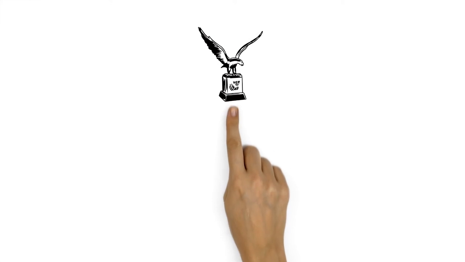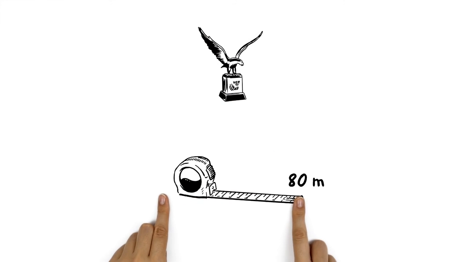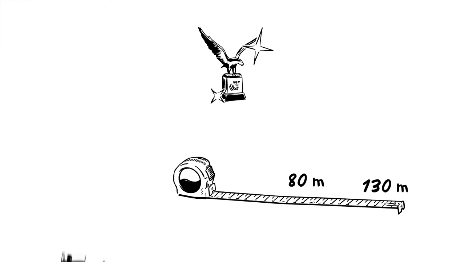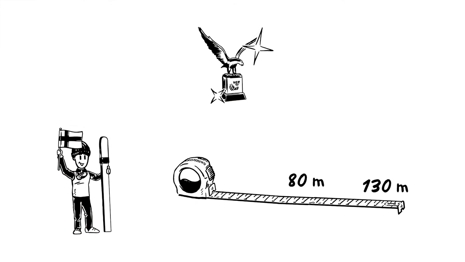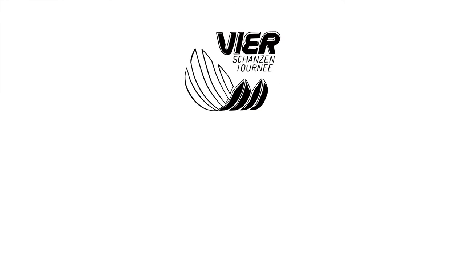To win in 1953, you would have had to jump around 80 meters every time. Today, the skiers jump over 130 meters. The top winner is the Finnish athlete Janne Ahonen, with five overall victories. It's time for the tournament to start. Tom certainly won't be bored this vacation.